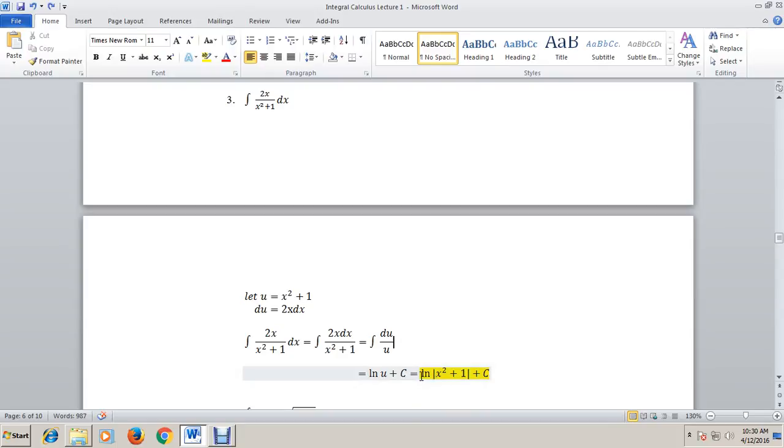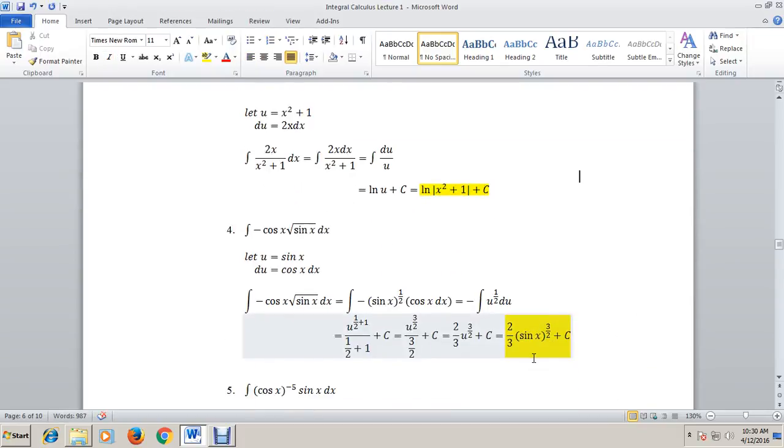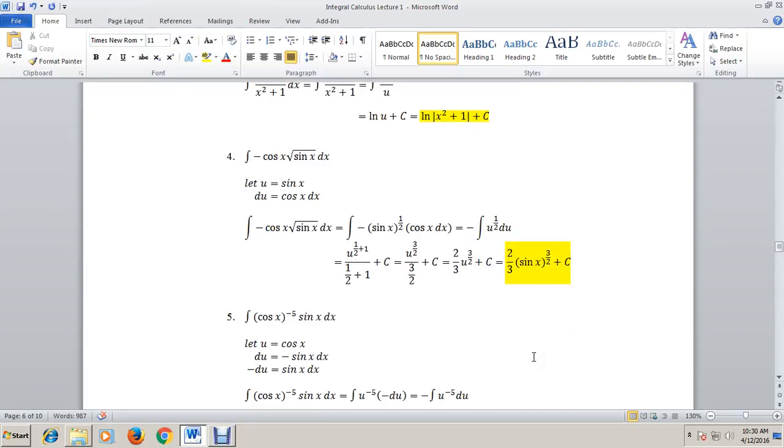Again, the highlighted expression is our final answer for our example. Okay, let's proceed now with example number 4. Example number 4 is again a trigonometric function.